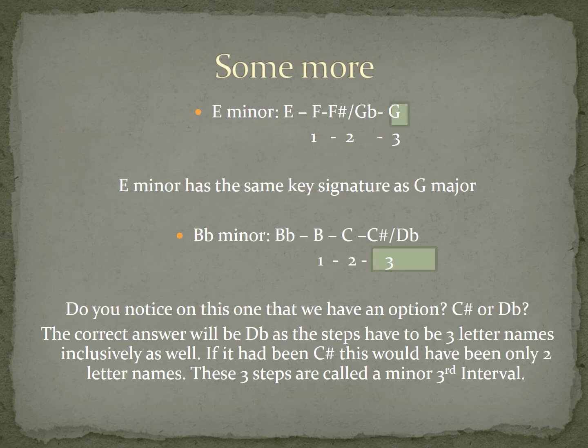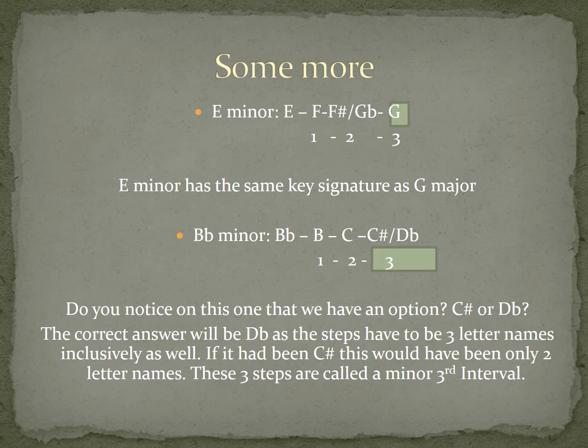Here's another example, E minor. We want to find out what the key signature for E minor has got, so we take the 3 semitone steps. So the note E, we take 1 step to F, the second step to F sharp, which is the same enharmonic as G flat, and the third step takes us to the note G. So therefore, E minor has exactly the same key signature as G major. G major's key signature is an F sharp, so therefore E minor's key signature will also be an F sharp.